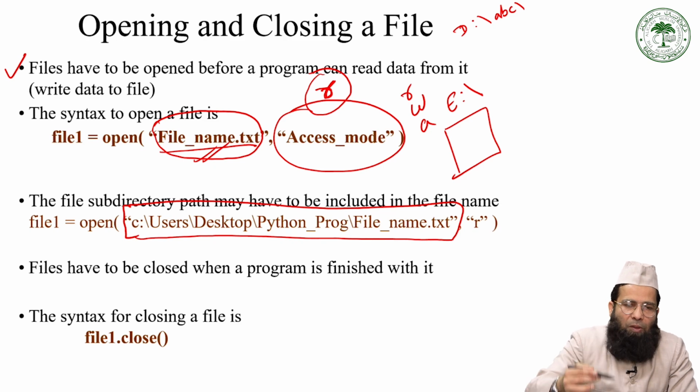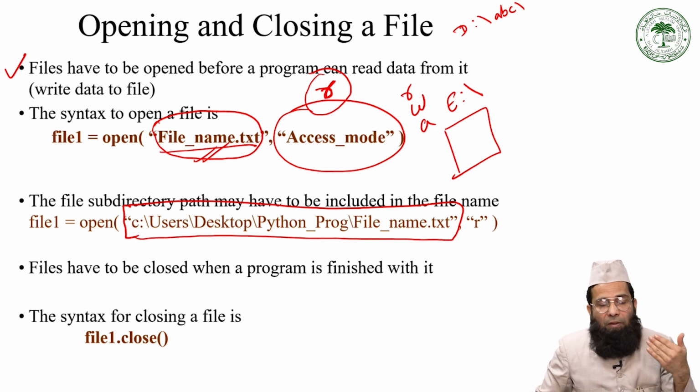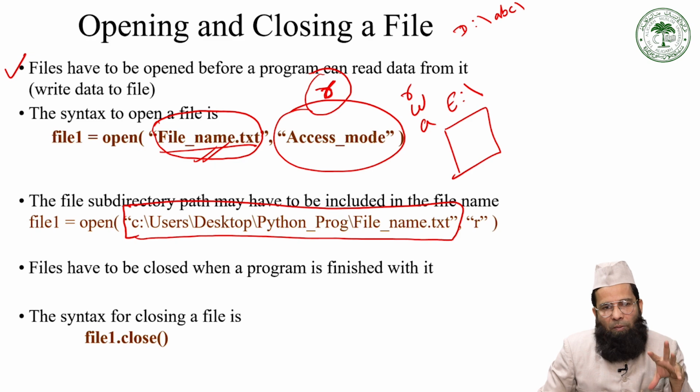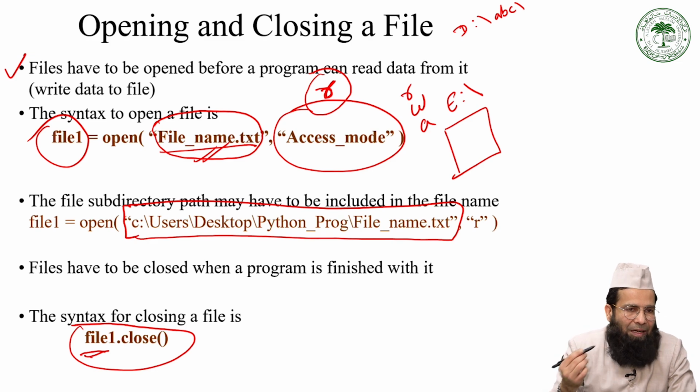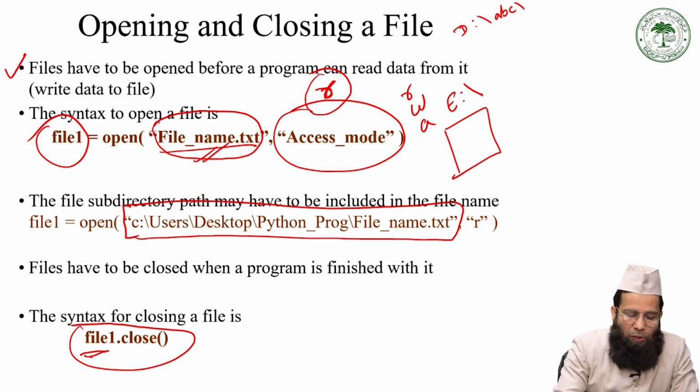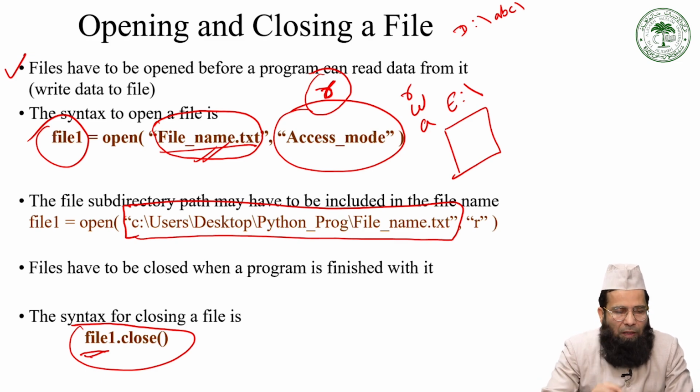After you have opened your file and performed read or write operations, you are trying to read certain data from the file or write to that file. After that activity, you need to close that file. The syntax for closing the file is file.close. So let's say file1 is the object, you could say handler. You need to use the file handler or object, and then dot close. So it will close that file.